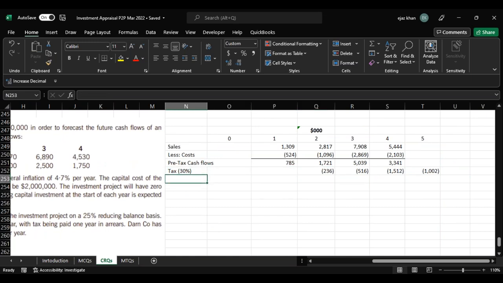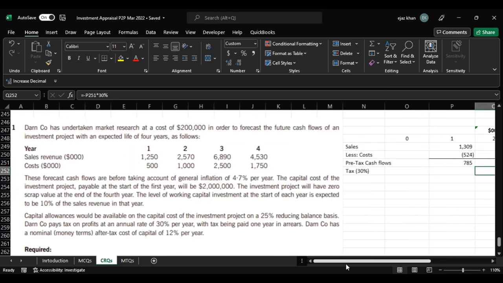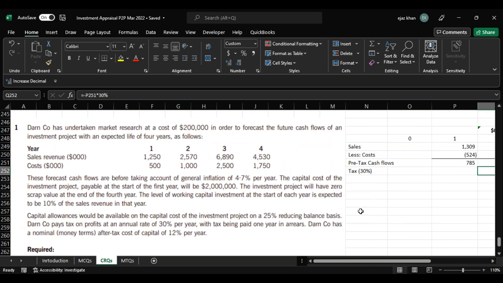Now, is this the correct tax figure, or do we need to make some adjustments to these figures? Yeah, we have to make adjustments to these figures, and in the last class, I explained the reason.